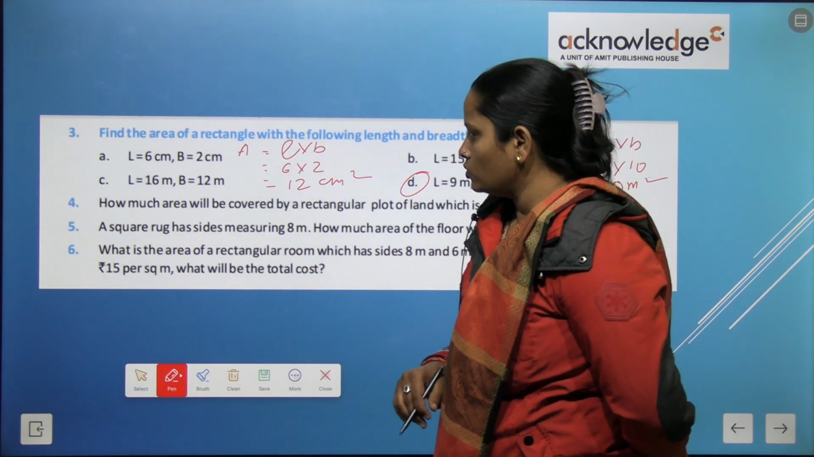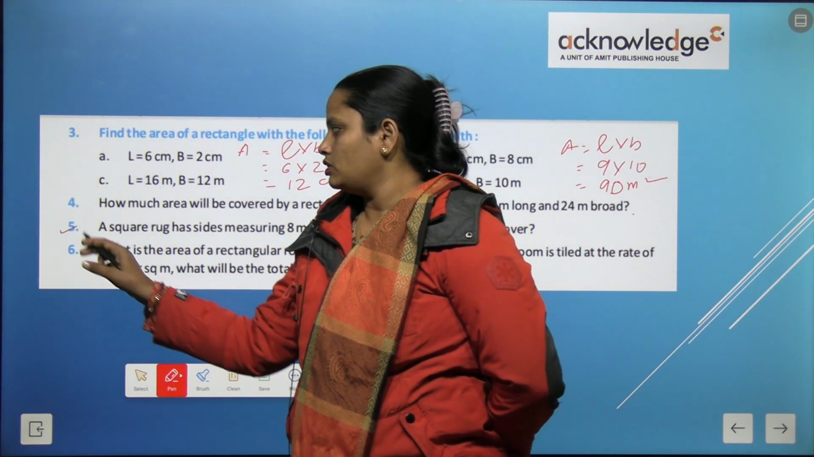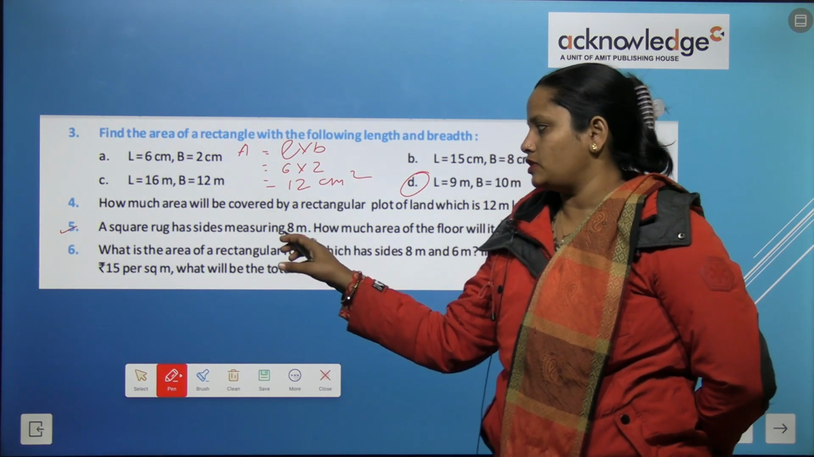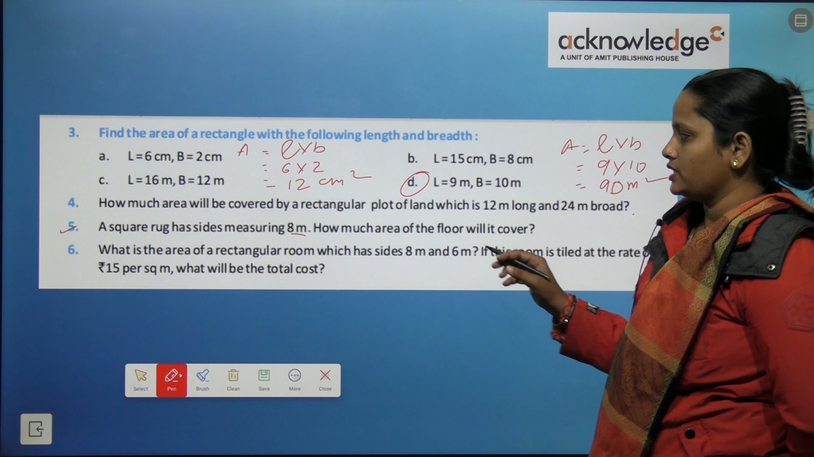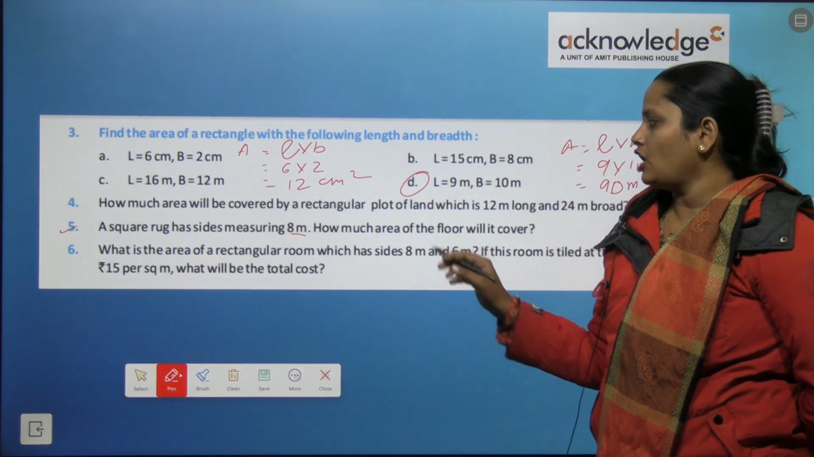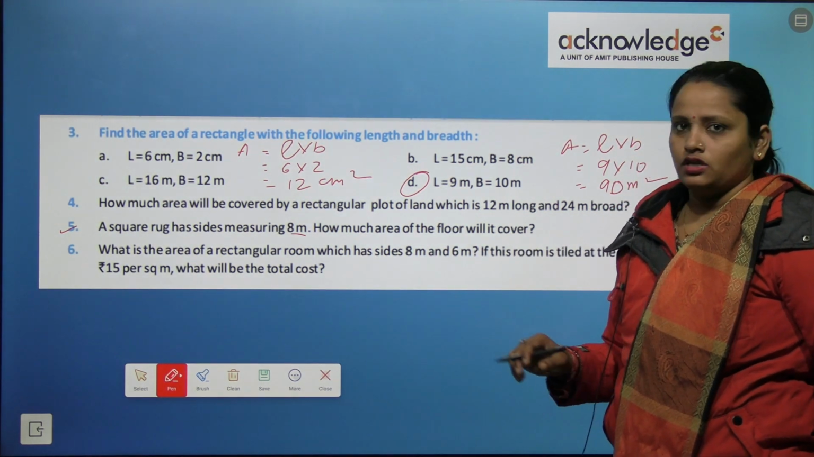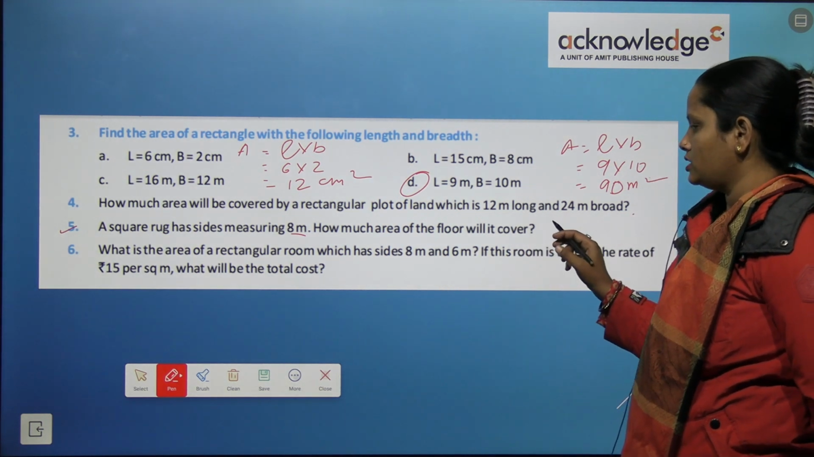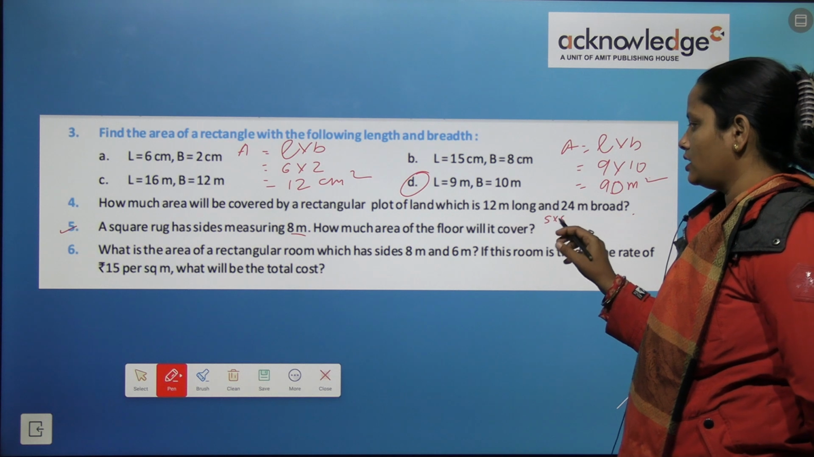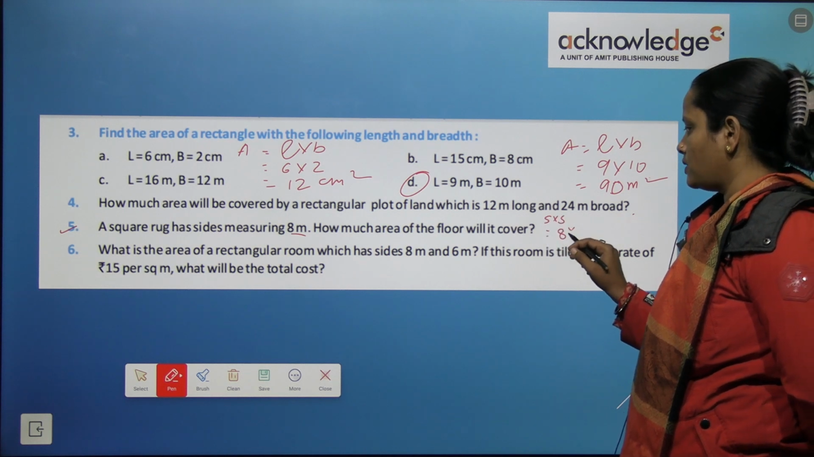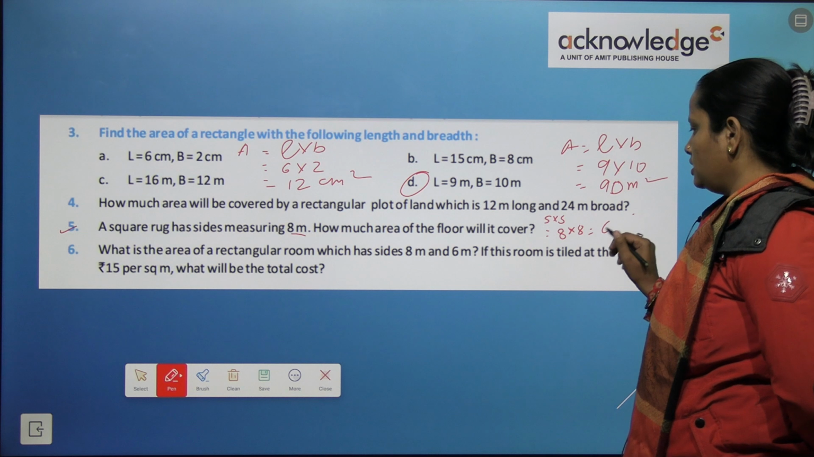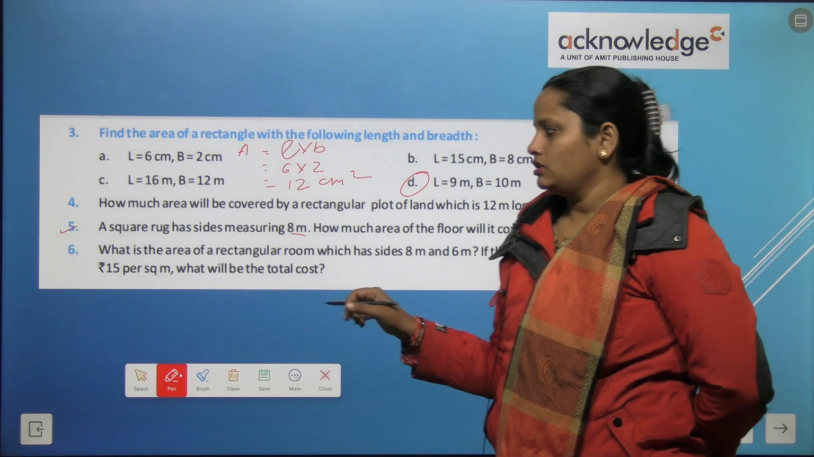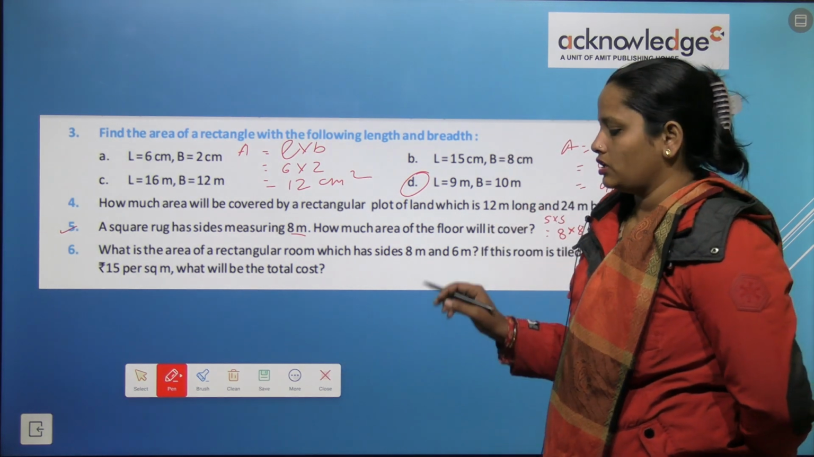Now let's do this question number 5. A square rug has sides measuring 8 meters. The square rug has a size of 8 meters. How much area of the floor will it cover? So what we have to do, we have to find the area. So here the area is side into side. So side is 8 multiply 8 and it will be 64 meter square. Similarly, we have to do the next question.